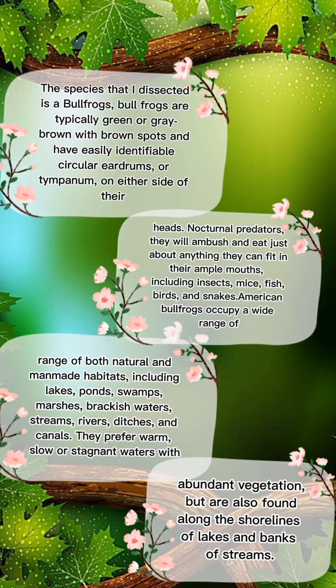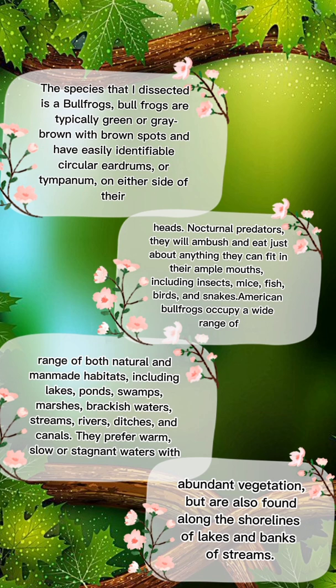The species that I dissected is bullfrog. Bullfrogs are typically green or gray-brown with brown spots and have easily identifiable circular eardrums or tympanum on either side of their heads. Nocturnal predators, they will ambush and eat just about anything they can fit in their ample mouths, including insects, mice, fish, birds, and snakes.